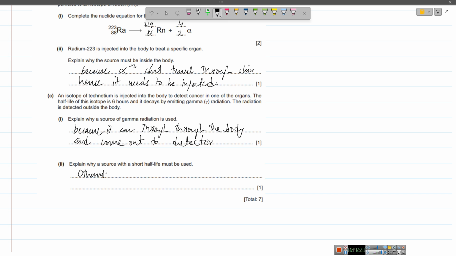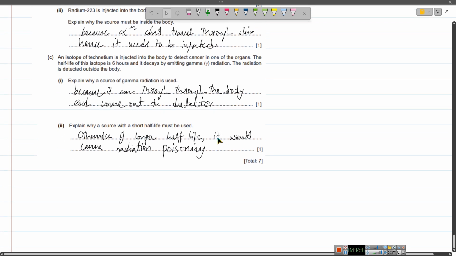Otherwise, if it had a longer half life, it would cause radiation poisoning, right? I mean, if the half life is too long, then it would not decay inside your body, and since it would not decay inside your body, it will not get converted into stable or less radioactive substances. So it may cause radiation poisoning if it is a long half life element.